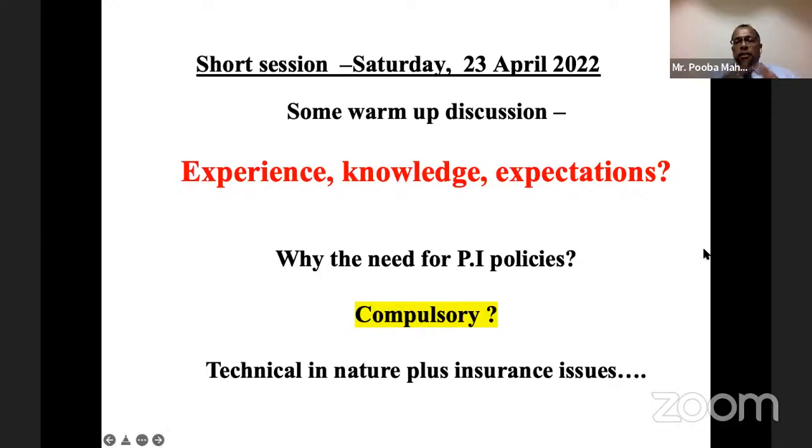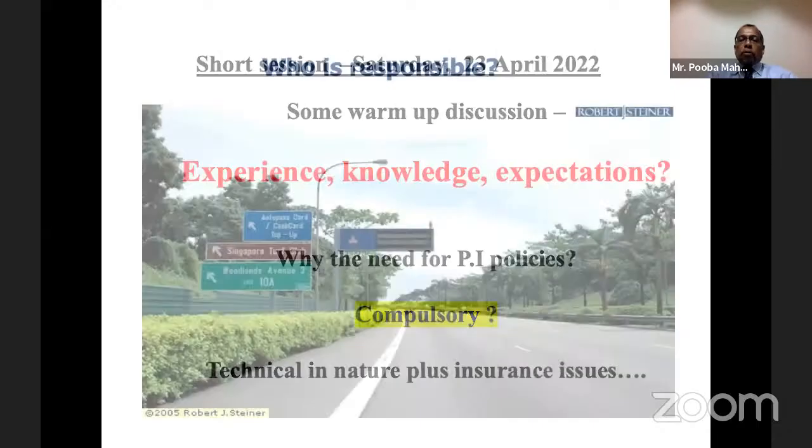So the subject itself is technical in nature with the insurance component put in. The idea of this short one-hour course is to enlighten the participants a little bit about the insurance terms, what you should declare, and I will try to cover that in relation to the policy.